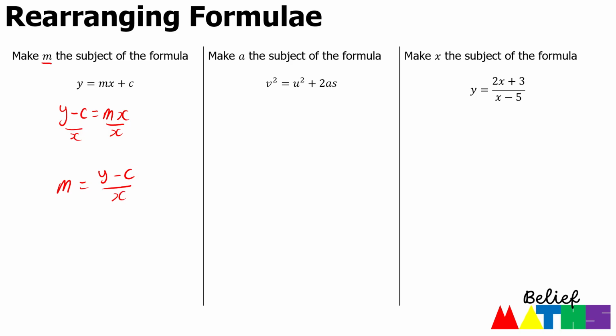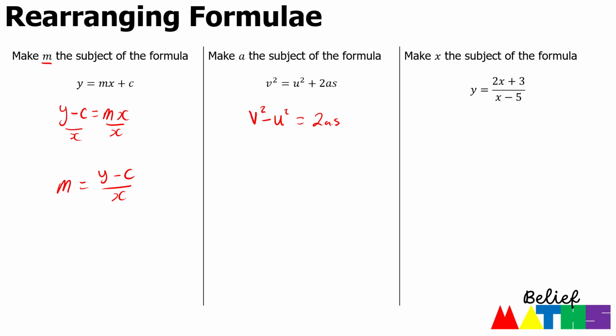Same idea with the next one. We've got v squared equals u squared plus 2as. We're trying to make a the subject. So again, we're going to get rid of the a term, as if it doesn't exist. And we're going to look right, we've got u squared. So the opposite of plus u squared is minus u squared. So we get v squared minus u squared is equal to, this thing can come back, 2as. Now in your exam, I don't recommend you cross it out. Just use your finger to cover it up so you just can't see it for a minute.